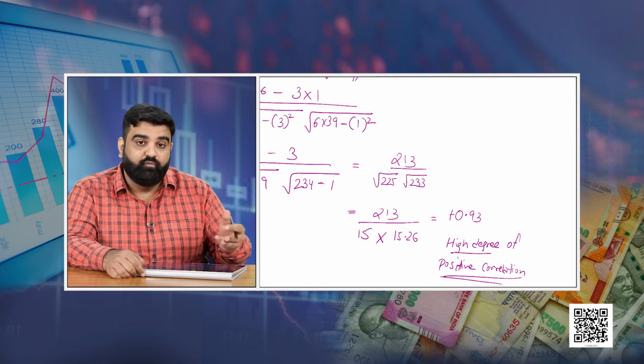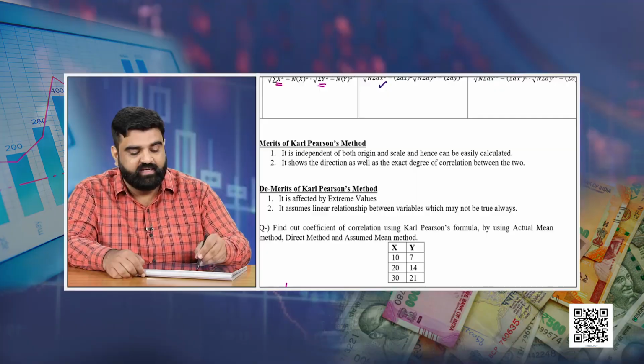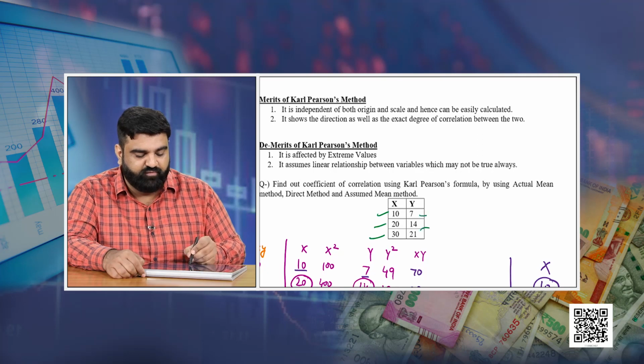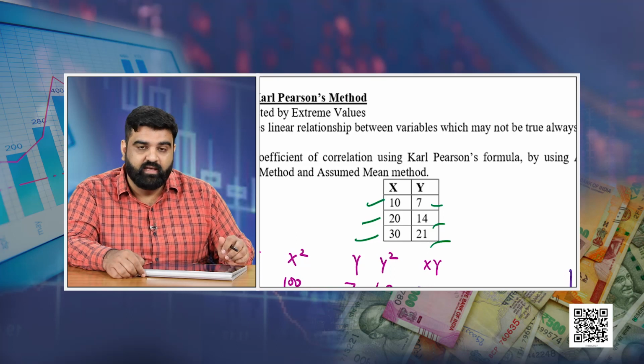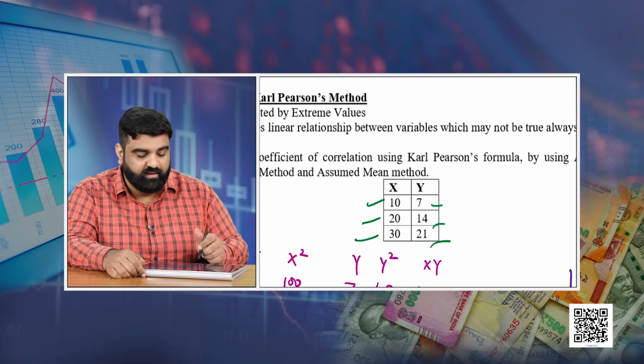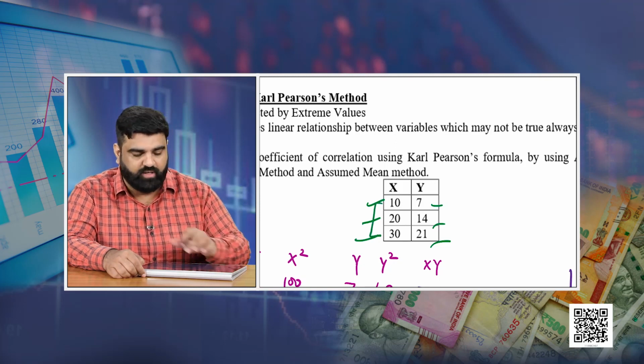So, this was how we do the Karl Pearson's method. So, let me discuss the merits and demerits of this method again. So, we had that it is independent of both origin and scale and hence can be easily calculated. So, if I had a series which is 10, 20 and 30, 7, 14 and 21, I could actually reduce the size of this series by dividing it with a common denominator. This would also give me the answer whether I had removed the scale or not.